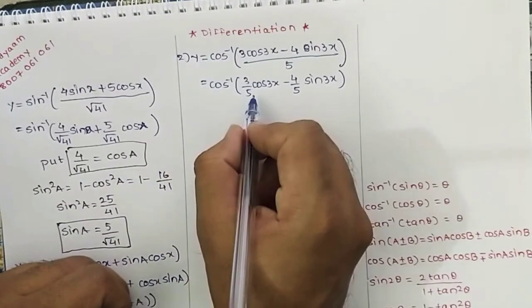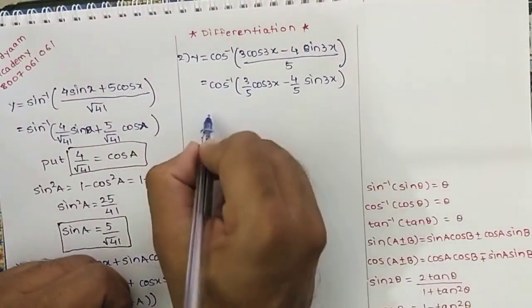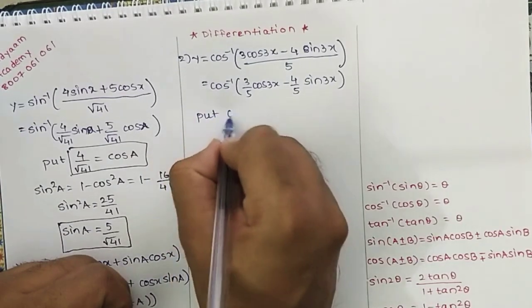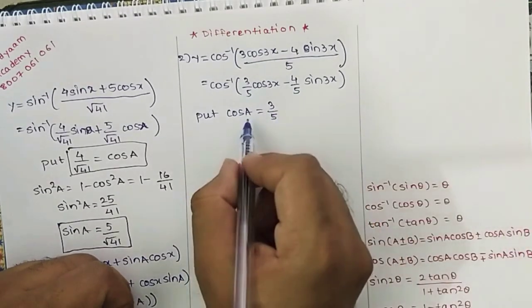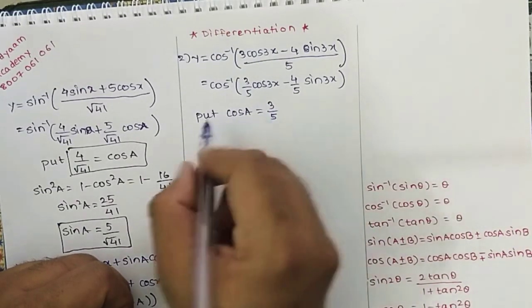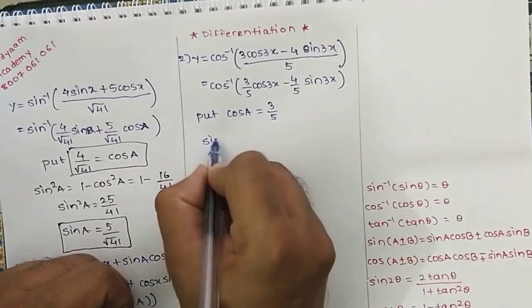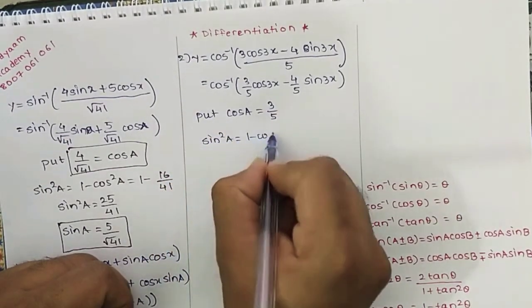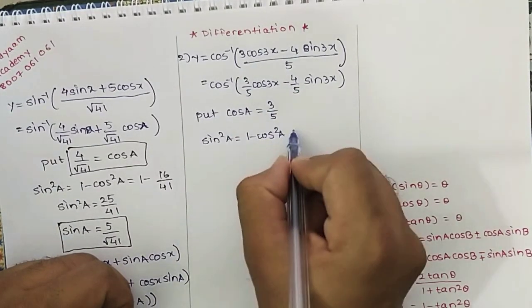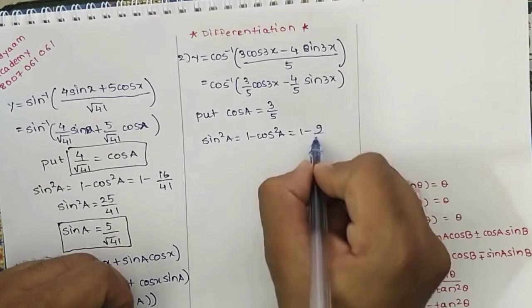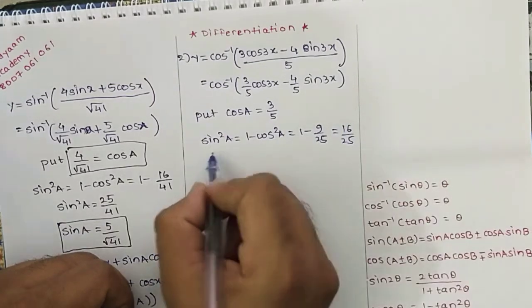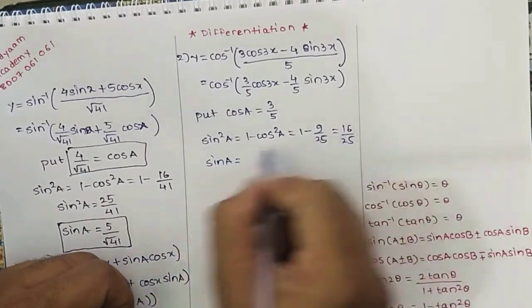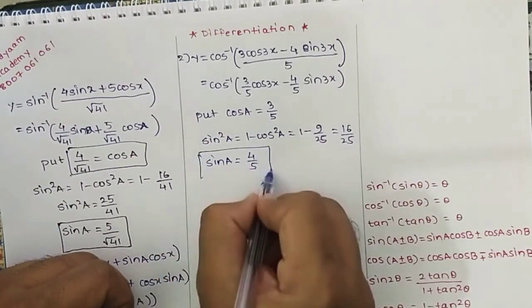Alright, so what you have to do is just go by the formula, and the formula tells me that I just need to put cos a as 3 by 5 where a is any constant angle. So cos a is equal to 3 by 5, so according to the trigonometric identity I should get sin square a is equal to 1 minus cos square a. That is equal to 1 minus 9 by 25, that is equal to 16 by 25. So if this is the case, then I get sin a as 4 by 5. So I have values for terms like sin a as well as cos a.